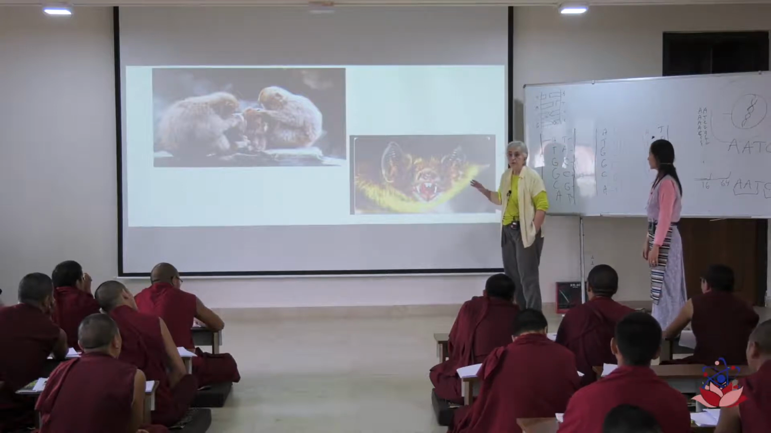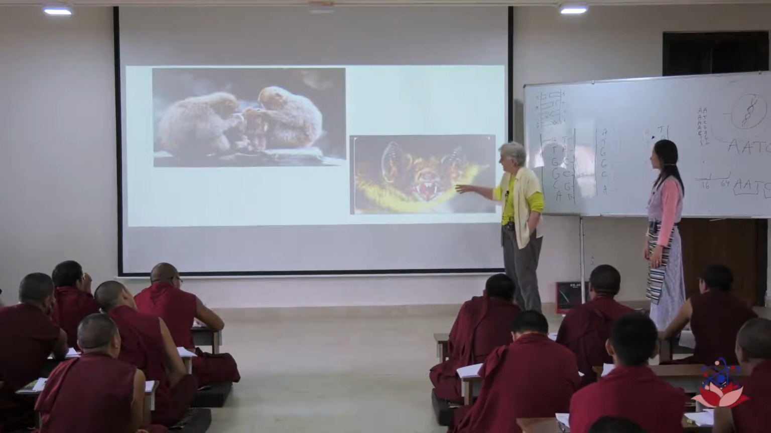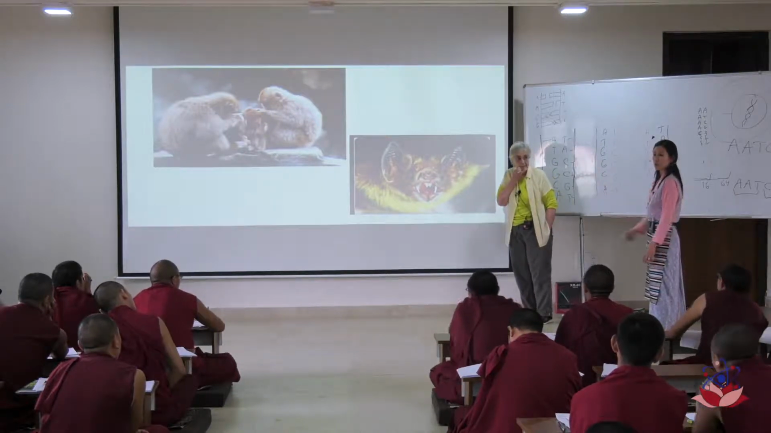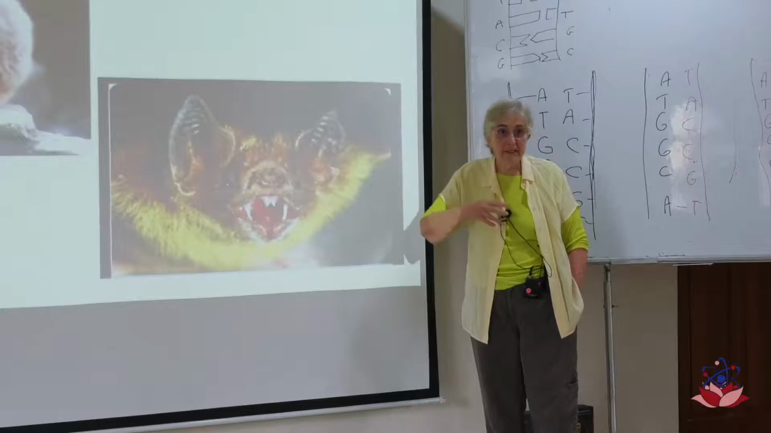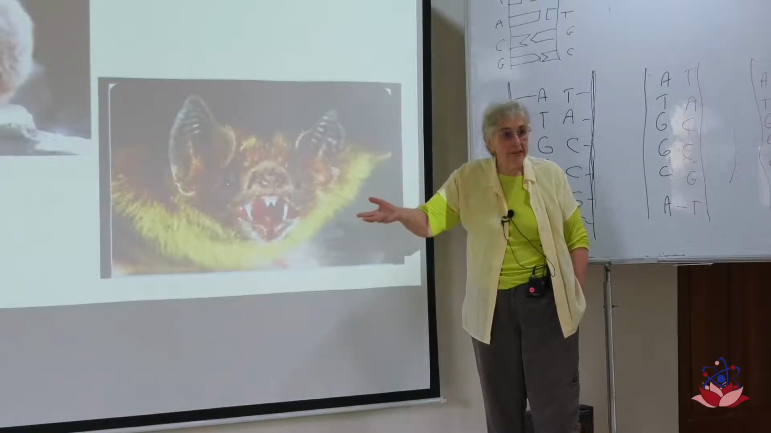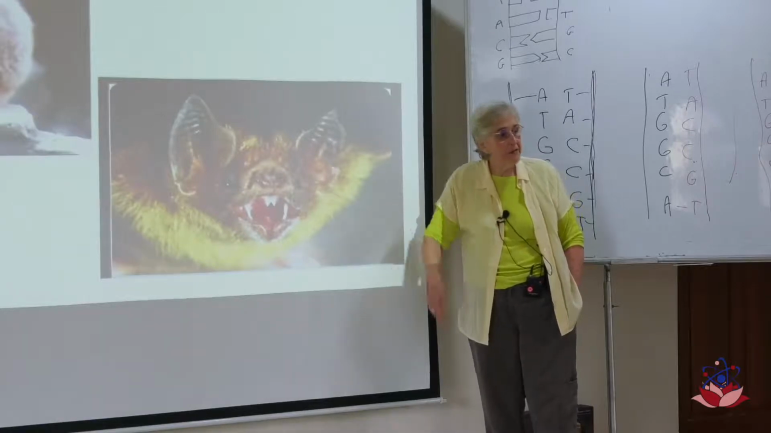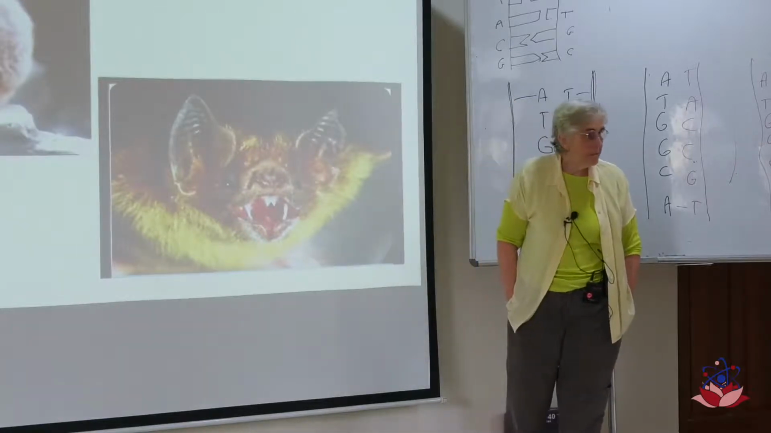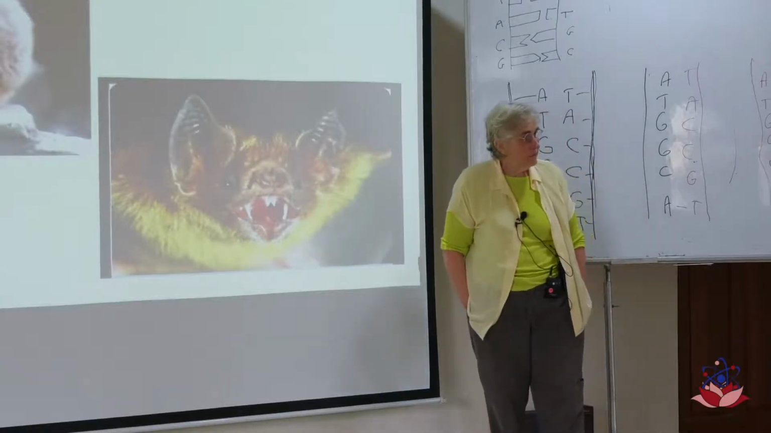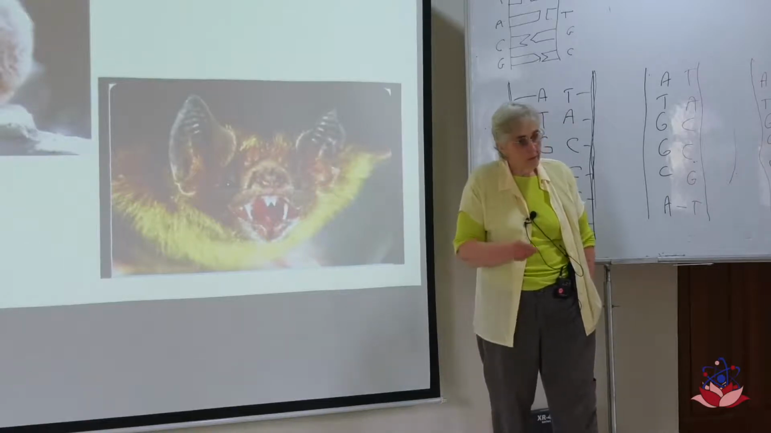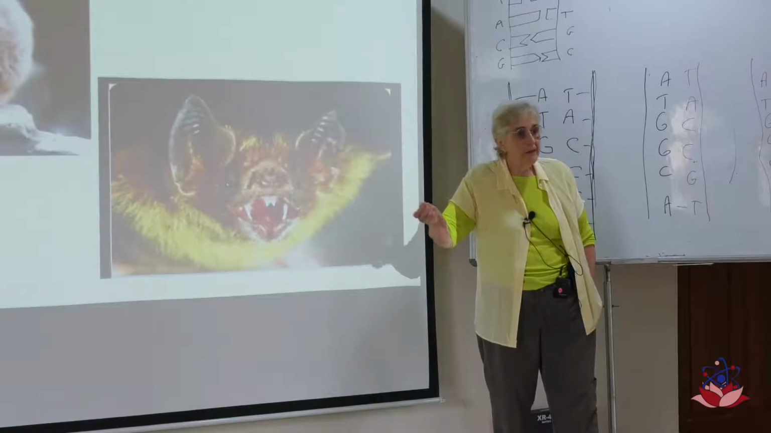But then you heard about more hard to understand things like this bat. This bat, if it has a lot of food and it sees another bat that hasn't had any for a couple days, throws up its food so that that bat can survive. So it offers a free meal to a bat because it has enough itself.